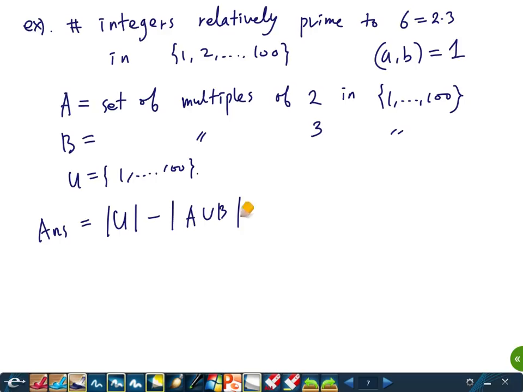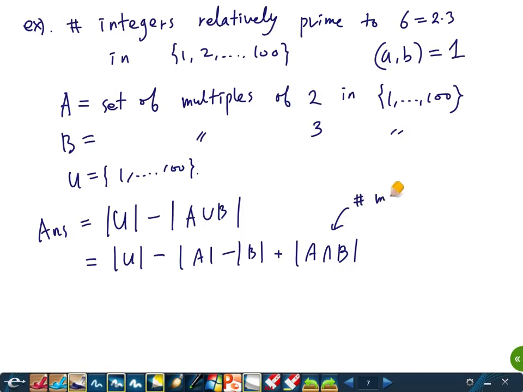Now we can use the principle of inclusion-exclusion. We can rewrite this as follows. This is better because what is A intersect B? This is the set of integers which are both multiples of 2 and 3, which means multiples of 6. So this is basically the number of multiples of 6 in the universe set, 1 up to 100.